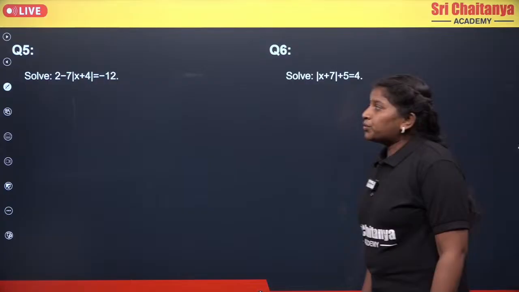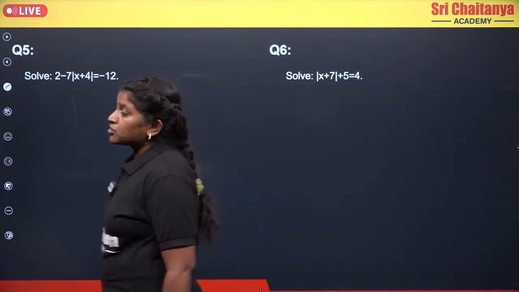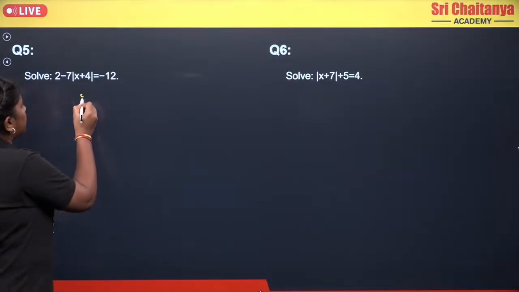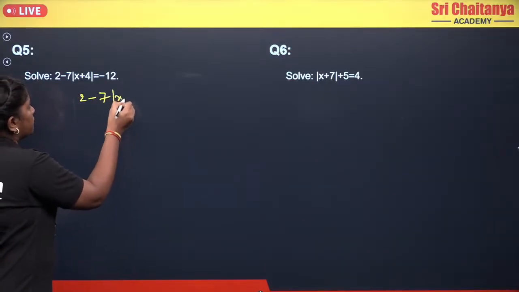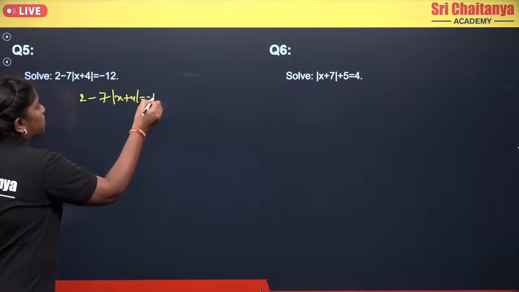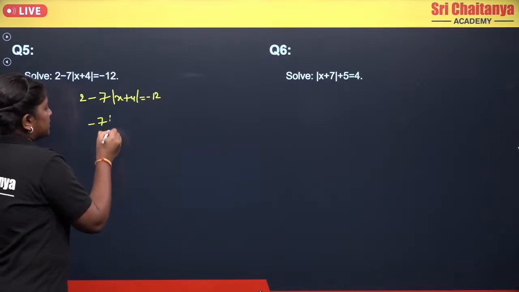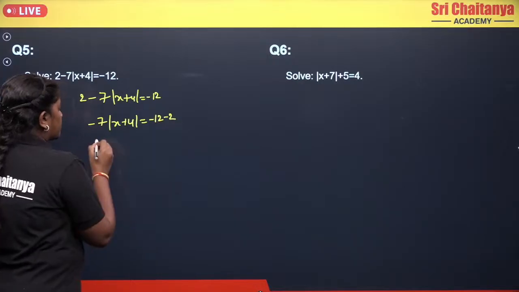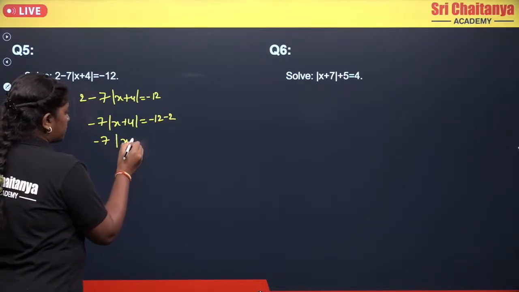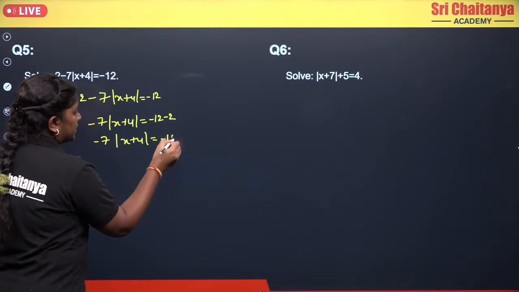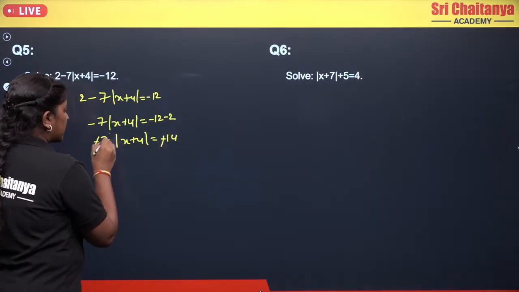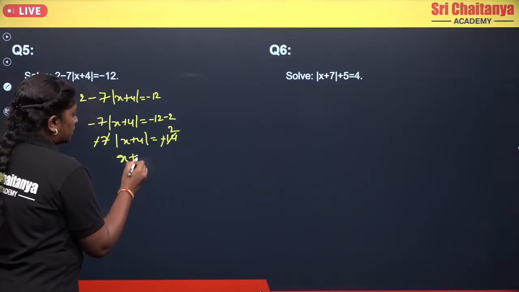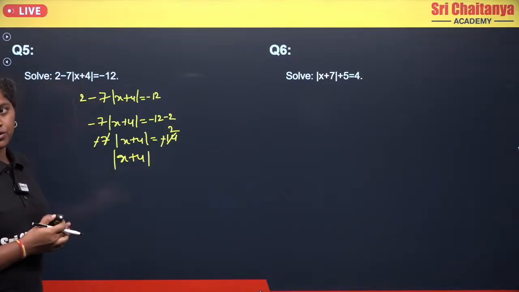Yes. Solve 2 minus 7 into modulus of x plus 4 equals minus 12. So how can we simplify this question? The given one is 2 minus 7 into modulus of x plus 4 equals minus 12. Now minus 7 modulus of x plus 4 equals minus 12 minus 2. So that becomes minus 7 modulus of x plus 4 equals minus 14. So now minus minus will get cancelled and 7 will cancel 14 for 2 times. So we got this. See, this is our final absolute value, right?